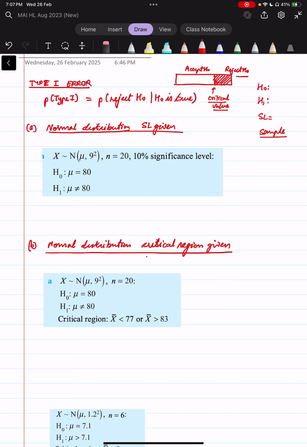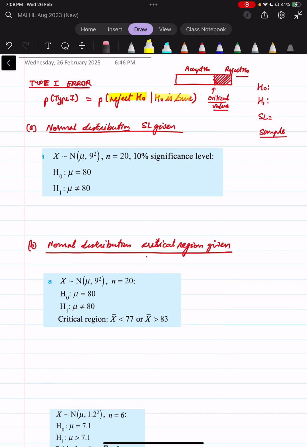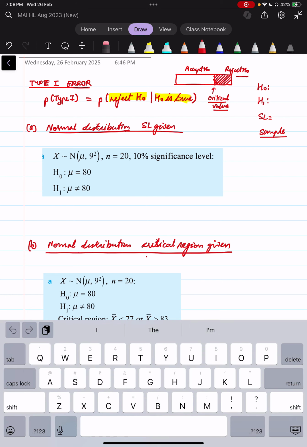Sometimes the sample comes out in such a way that the sample mean falls in the critical region. So in spite of your hypothesis being correct, you reject it because your sample doesn't support it. So that's your type 1 error. The probability of type 1 error is the probability of rejecting H naught given that your H naught is true. So it was true and you rejected it because your sample didn't support it. So this is the probability of type 1 error.